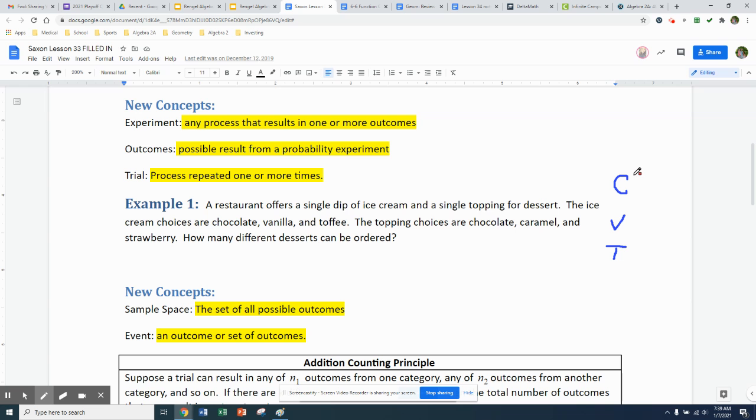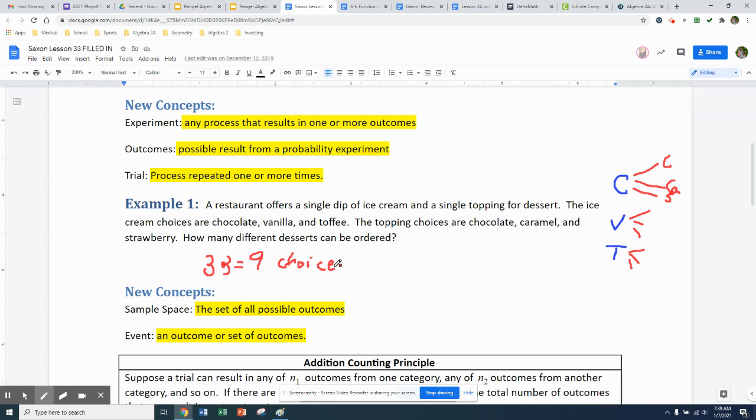So on this first type of ice cream, chocolate, I could put a chocolate topping on, I could put a caramel topping on, or I could put a strawberry. So I'm going to put a chocolate, caramel, or strawberry. So there's 3 different toppings I could put on that one. This one, I could put 3 different toppings on. This one, I could put 3 different toppings on. So basically, I'm taking 3 from 3 choices of ice cream times 3 from 3 choices of toppings, and that's going to give me 9 total choices.